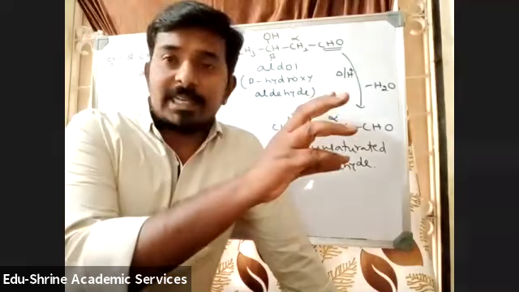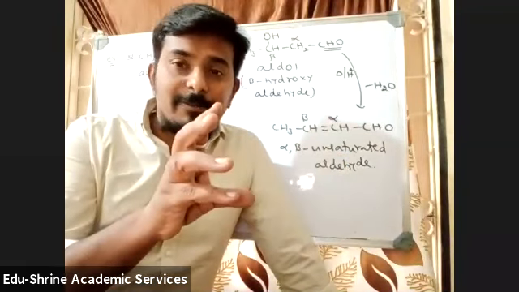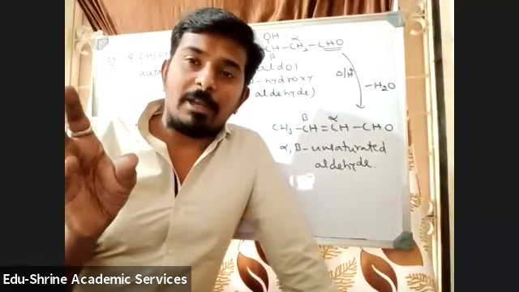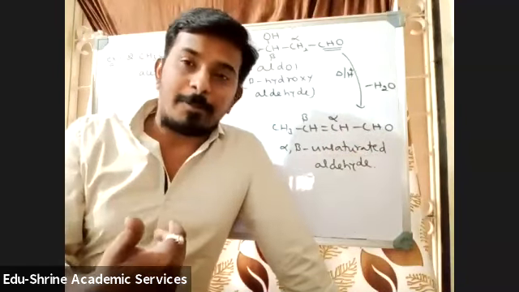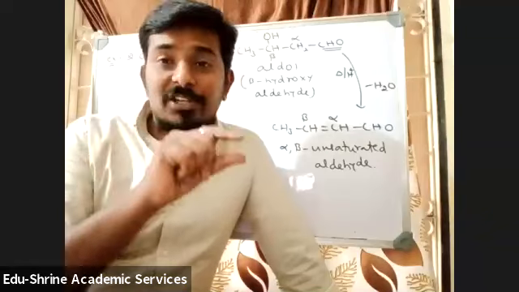Question will start with an alkene. In the middle, alkyl halide will be formed. Then alcohol will be formed. Then aldehyde will be formed. Then acid will be formed. Then amine will be formed. So in that way, sequence of reactions will be given.